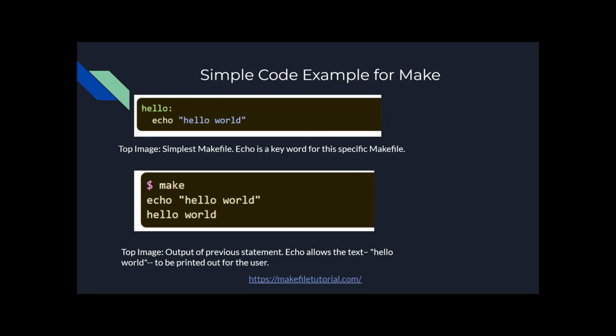Second image, I have the top image again, but it's on top of the text, so my bad. But the output of the previous statement, the very top image: echo allows the text "hello world" to be printed out for the user. And this Make example I did get from makefiletutorial.com. I'll show you later in the video all of my sources, but wanted to give them credit because this is their stuff. Next slide.